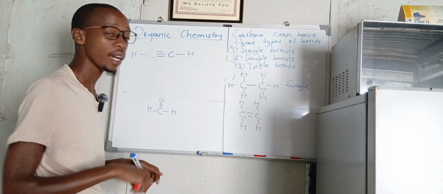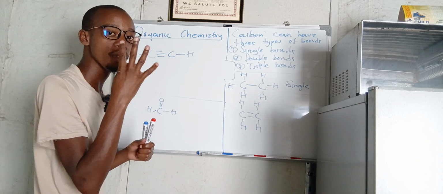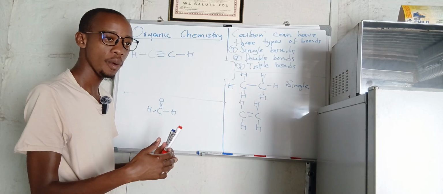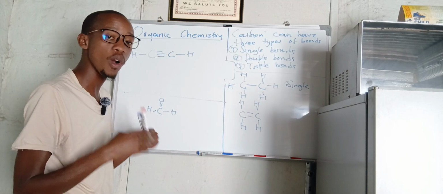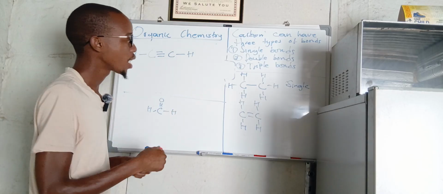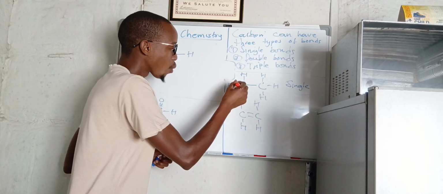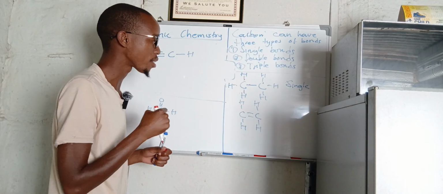I started by saying carbon has a valence, or rather 4 valence electrons. That simply means it can bond with 4 other elements. And also it means that this carbon can only make a maximum of 4 bonds, or rather 4 lines moving away from it. In this sense, if we check this first carbon, it is line 1, 2, 3, 4. So meaning it accommodates 4 valence electrons.